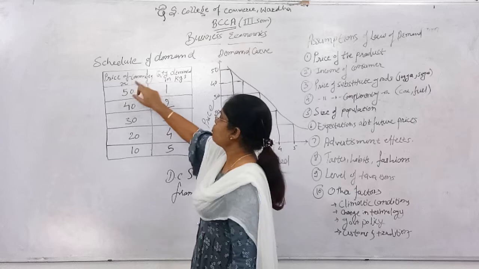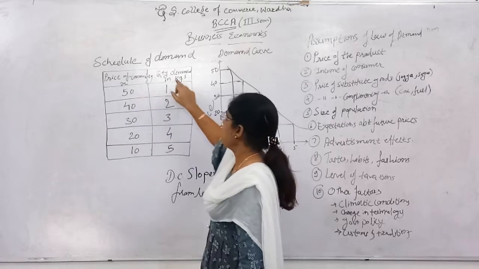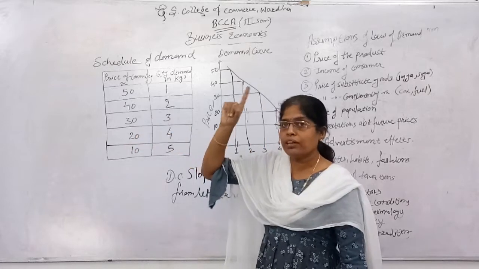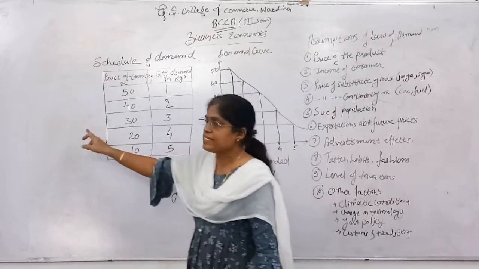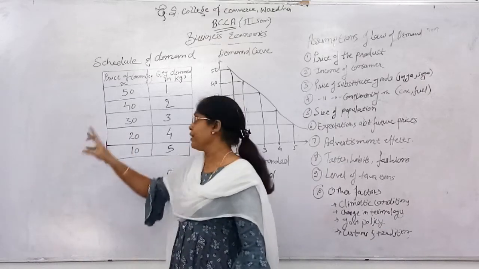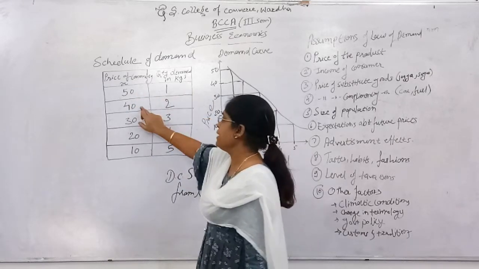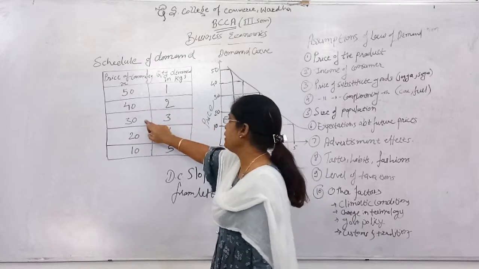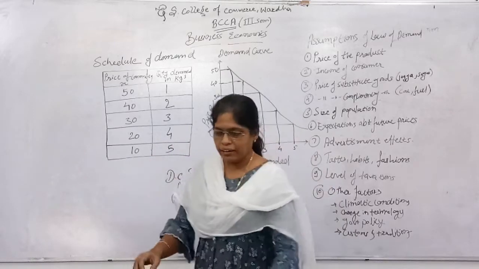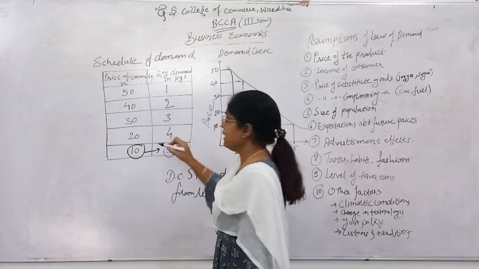Now if the price of commodity X is rupees 50, we will just assume that, then quantity demanded is 1. When the price is getting reduced, you need to remember the law of demand. When the prices are low, the demand is high, and the demand will be low when the prices are high. So when the price is 50, the quantity demanded is only 1; when the price is 40, quantity demanded is 2; when 30, 3; 20, 4; 10, 5. Here we can see that when the price is minimum, the quantity demanded is highest.